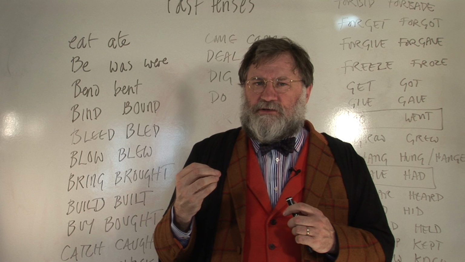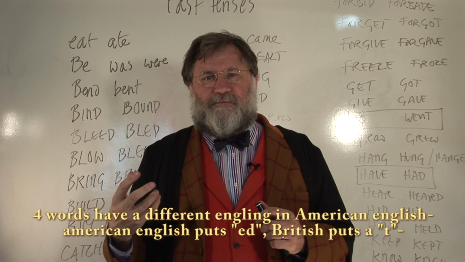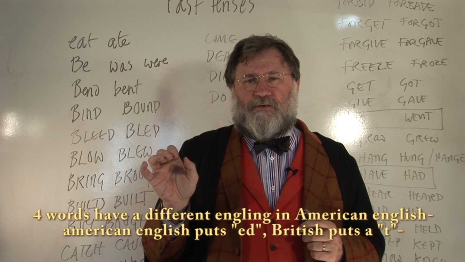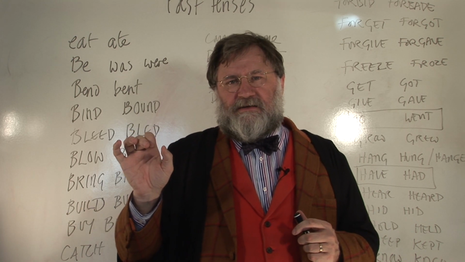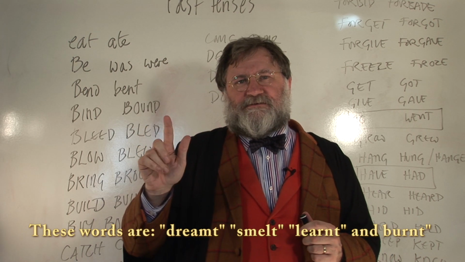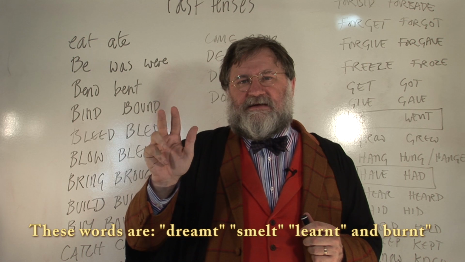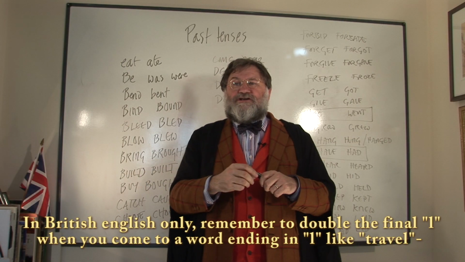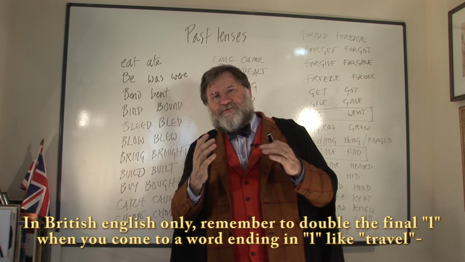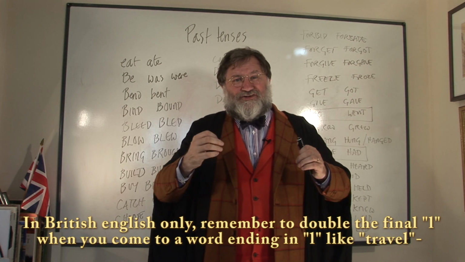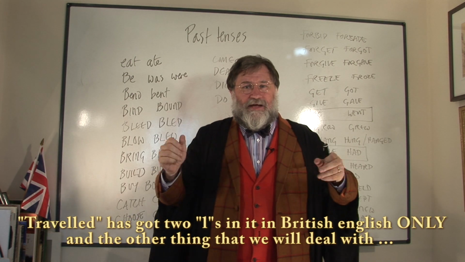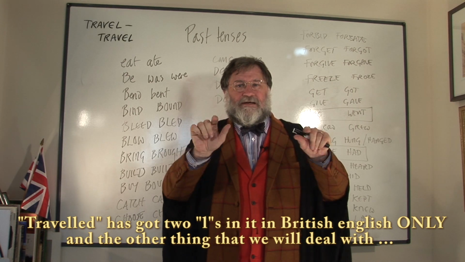There are three things worth remembering if you are studying British English rather than American English. There are four words which have a different ending in American English. In American English, we would put an ED. In British English, we put a T when we are looking at the past. These words are dreamt, smelt, learnt, and burnt. In British English only, remember to double the final L when you come to a word which ends in L, like travel. Travelled has got two L's in it, in British English only.